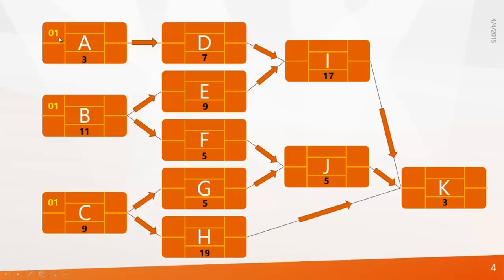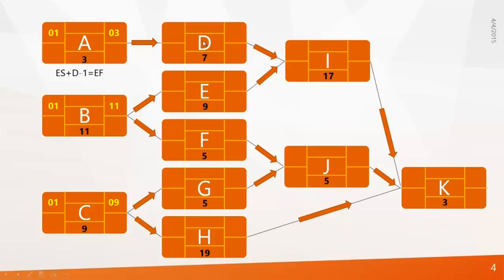So look at activity A. It's starting on day 1 and needs 3 days to complete. So definitely it's going to finish on day 3, right? So the finish date, or early finish date, of activity A becomes 3. Or you can use this equation: early start plus duration minus 1 gives you early finish. The same equation needs to be followed for B and C.